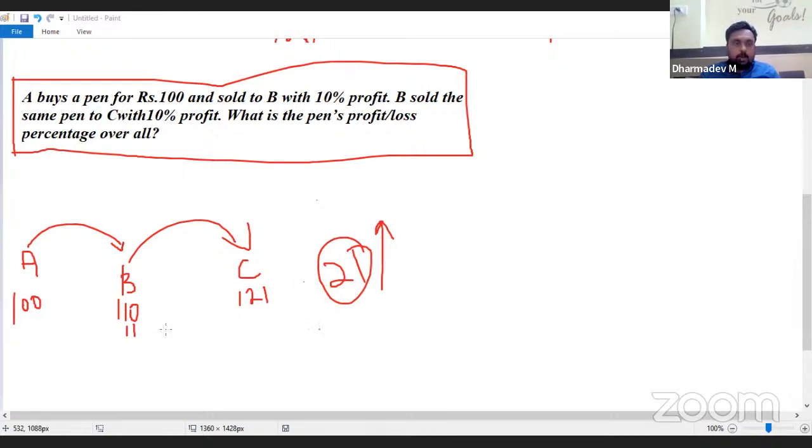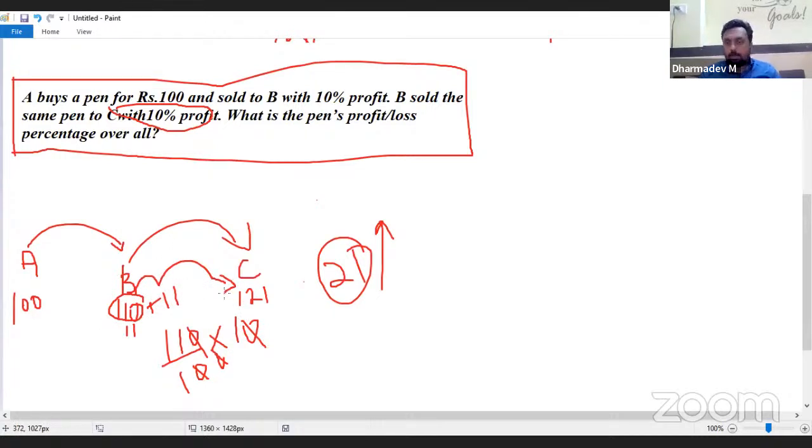Where did the 11 come from? 110 times 10%. It's given B to C is selling with 10% profit. So 10% of 110 from B to C is 11. That's the way you got the 11. So I'm adding the 11 because it's a profit. So 110 plus 11, 121. So are you clear?